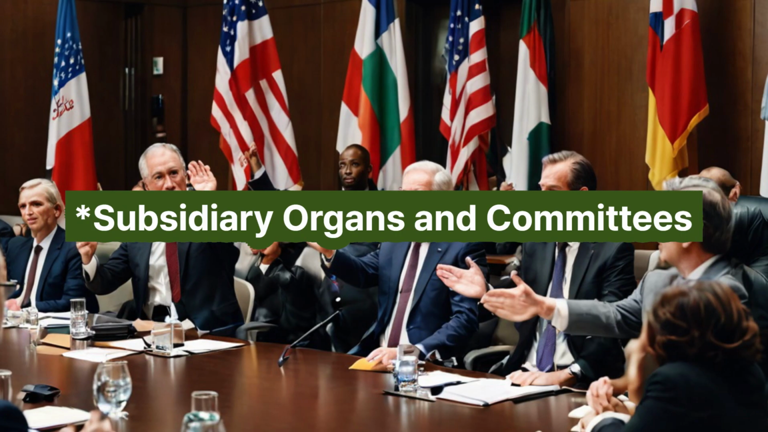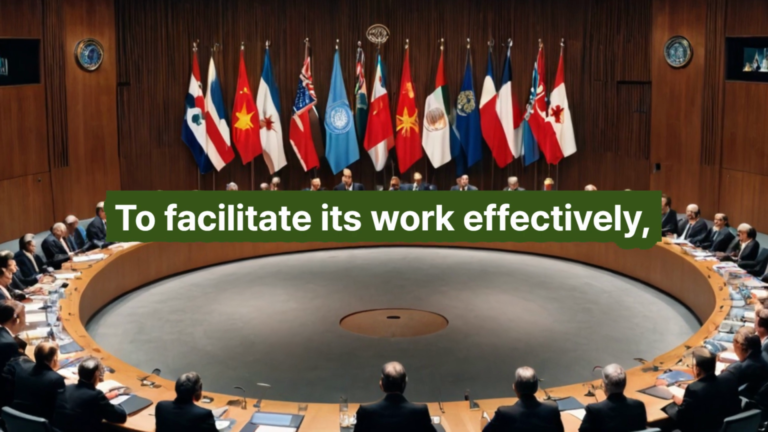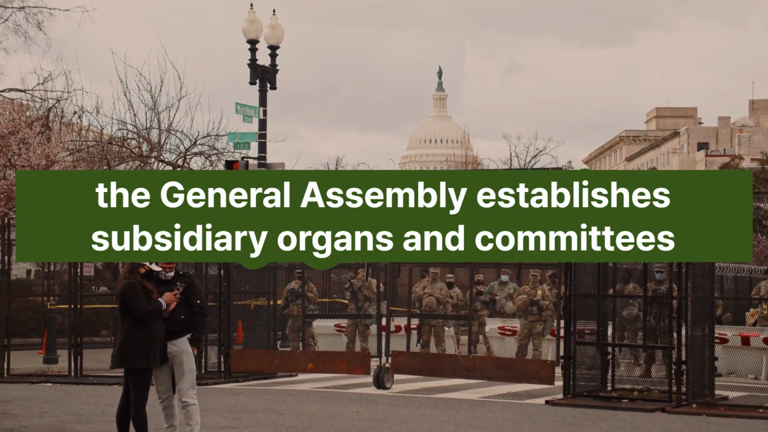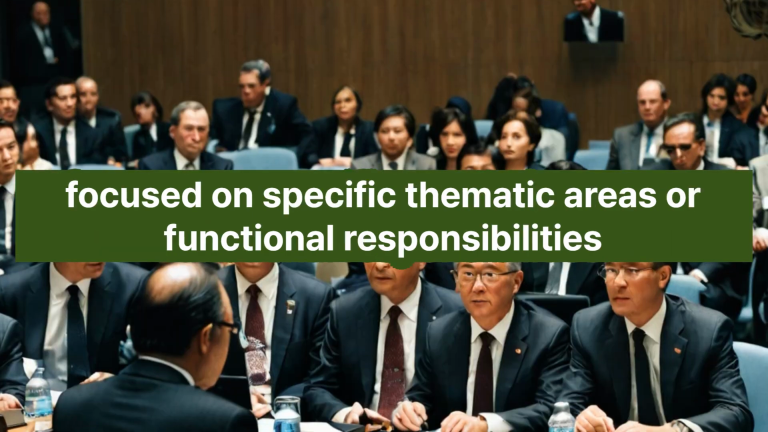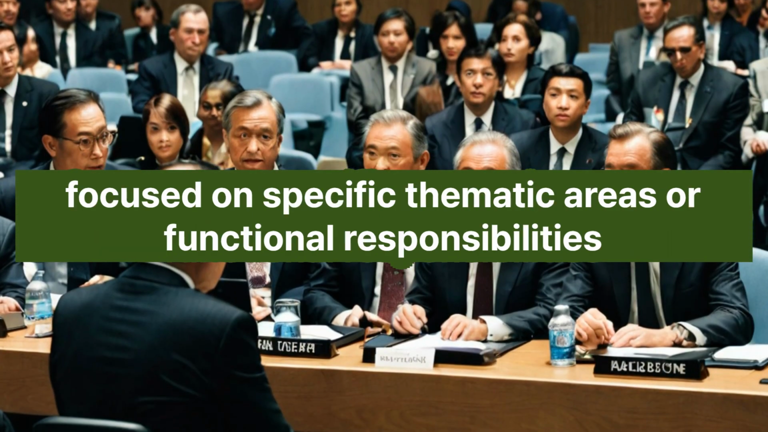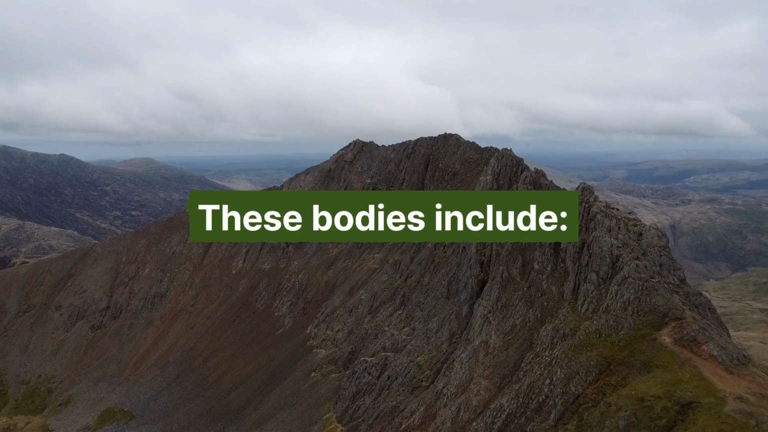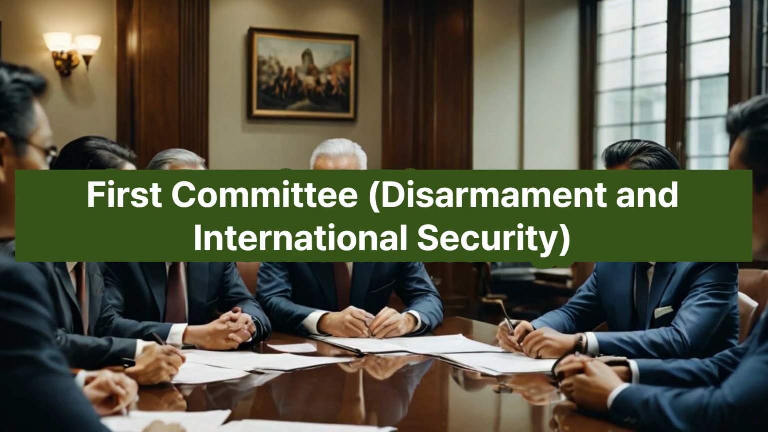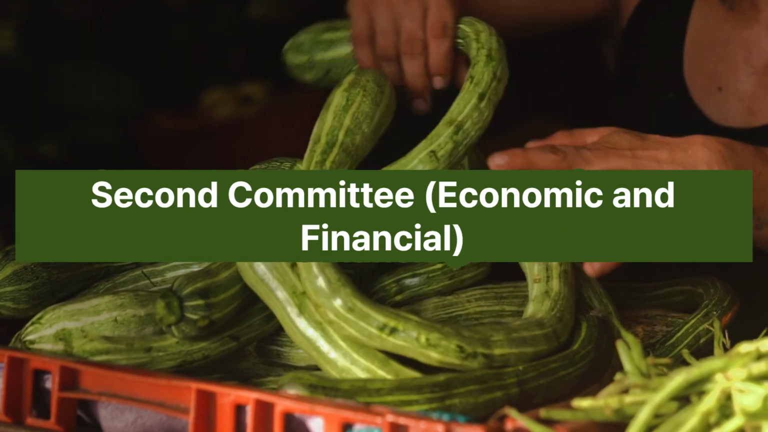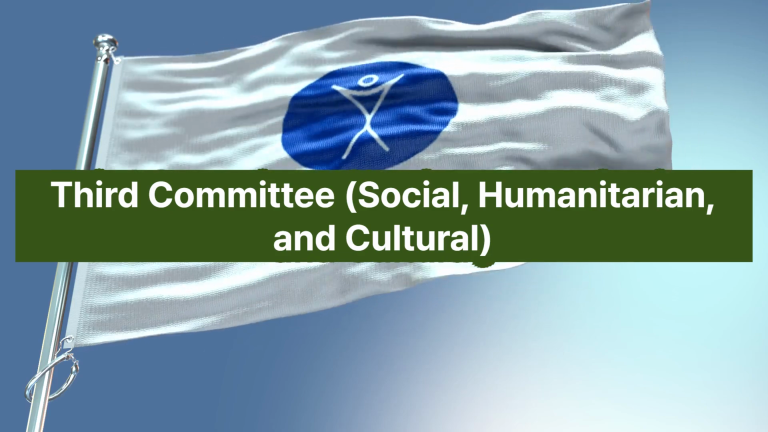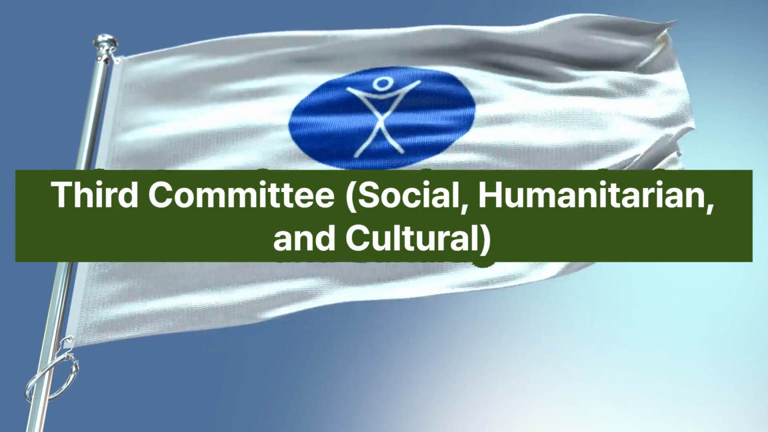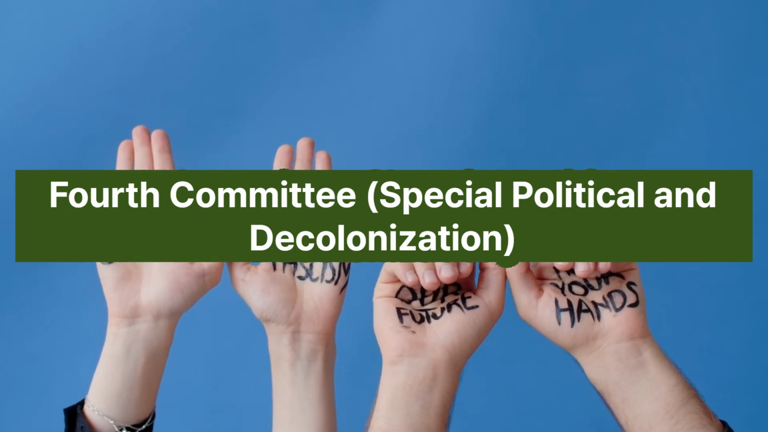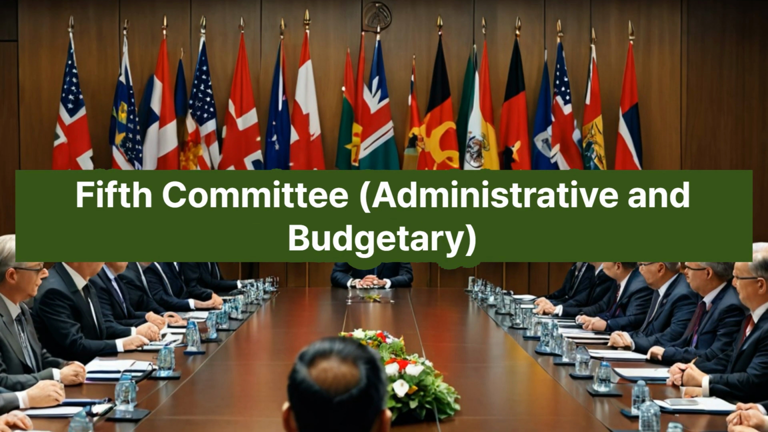Subsidiary organs and committees. To facilitate its work effectively, the General Assembly establishes subsidiary organs and committees focused on specific thematic areas or functional responsibilities. These bodies include: First Committee, Disarmament and International Security; Second Committee, Economic and Financial; Third Committee, Social, Humanitarian and Cultural; Fourth Committee, Special Political and Decolonization; Fifth Committee, Administrative and Budgetary.